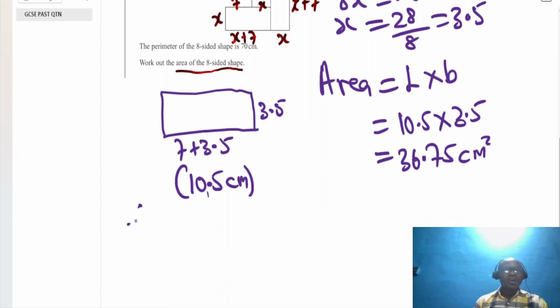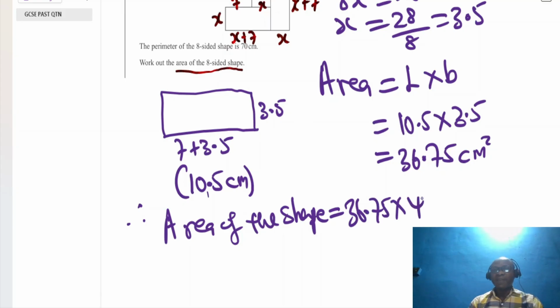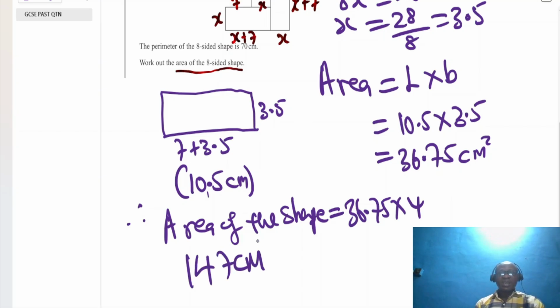Therefore, in conclusion, the area of the entire shape will be equal to 36.75 multiplied by 4, and that will give me 147 cm square. Final answer.